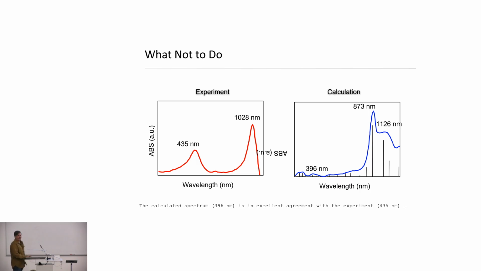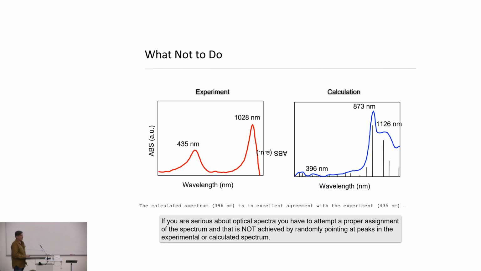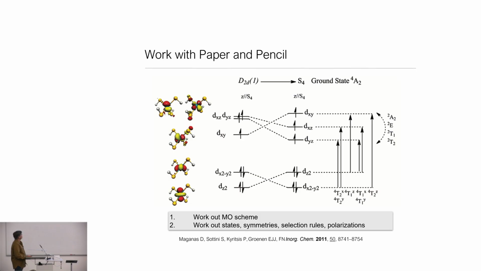A proper analysis of the spectrum means really working through what the experimentally observed bands are, what their intensities and positions are, working through the orbitals, working through the electronic states, and so on. But you can't possibly just hit the enter button, read a wavelength out of the output and say, I can compare that to the experiment. That means you have no respect for your experimental data. So please don't do that.